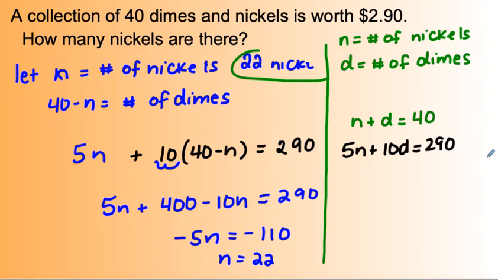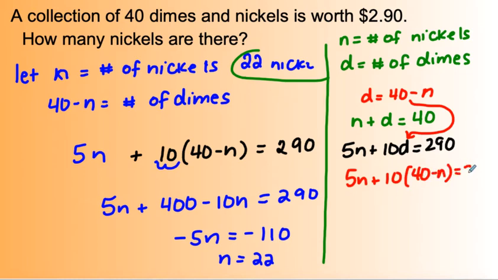Now, you could either use substitution or elimination to solve. If you use substitution and solve for d, we're going to get 40 minus n. Look what happens when I plug that in right there. You end up with 5n plus 10 times 40 minus n equals 290. So that's one of the reasons I like using one variable, right? Otherwise you're doing kind of extra work. Now, if you used elimination, you might not have seen that.